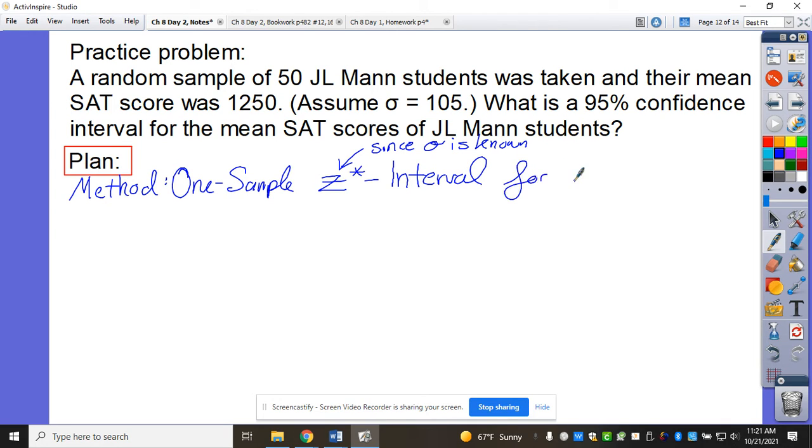Or means. So right now this is very watered down because that's the only one we have. Eventually this can be 1 or 2. Eventually this can be a Z or a T. Eventually this can be an interval or a test. Eventually this can be means or proportions.